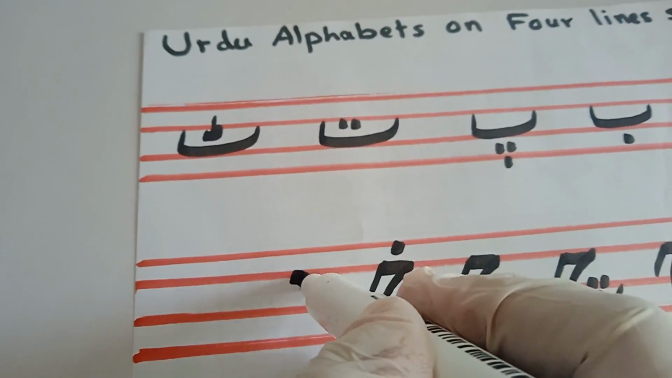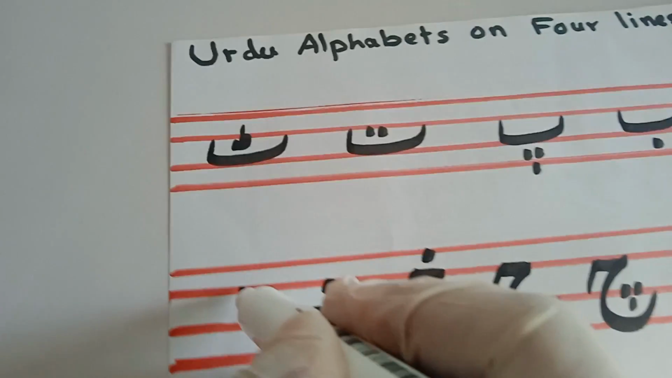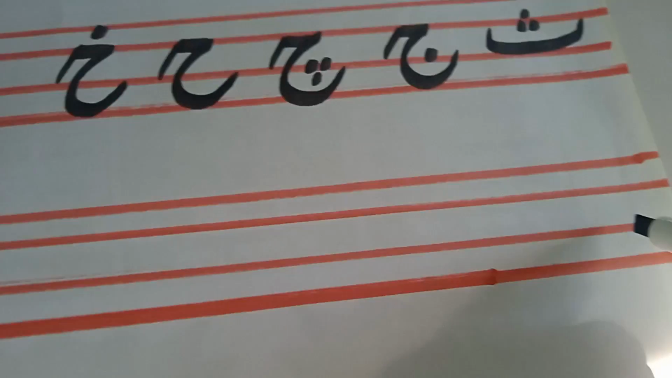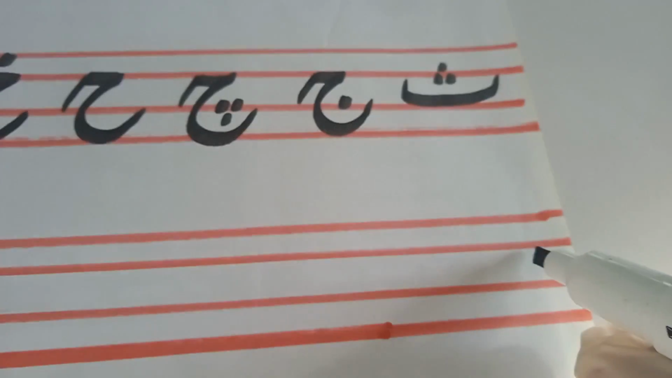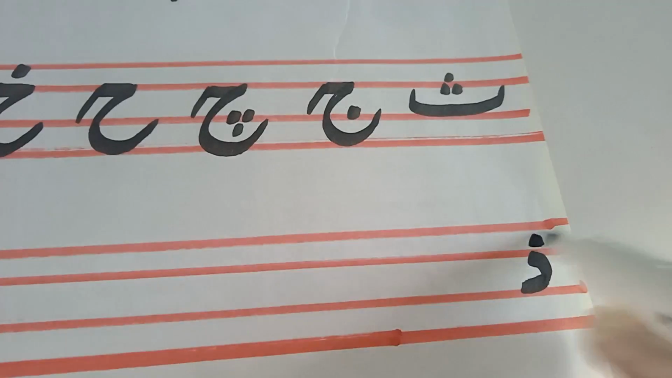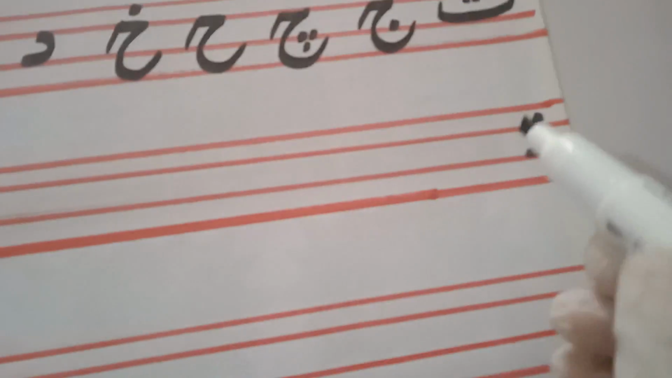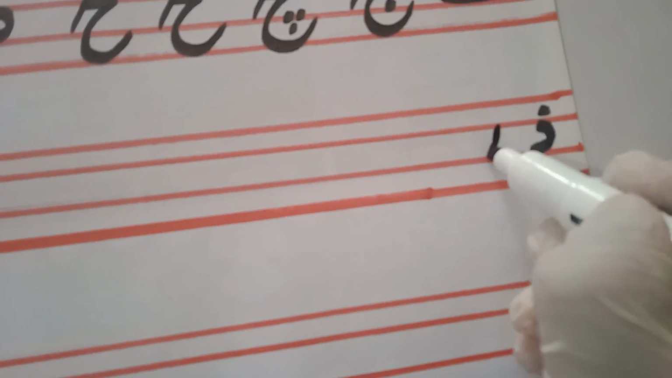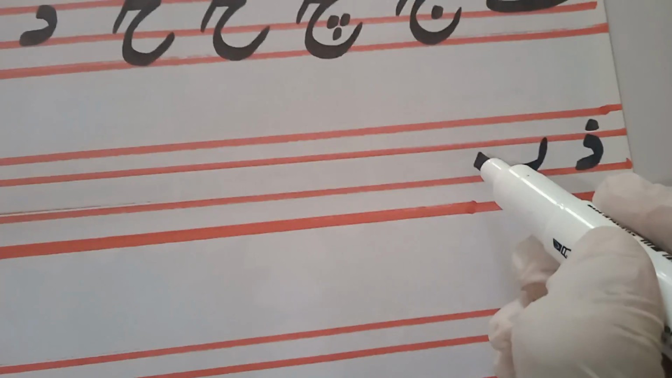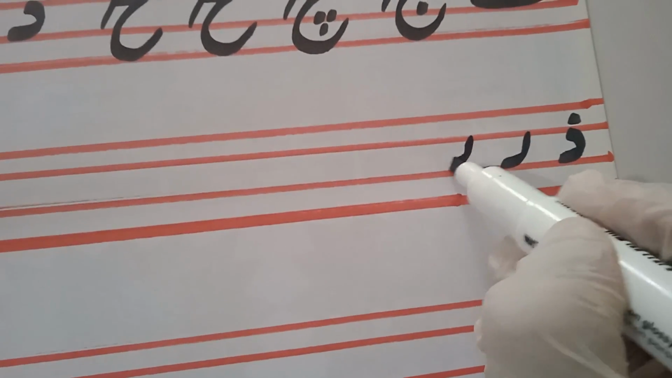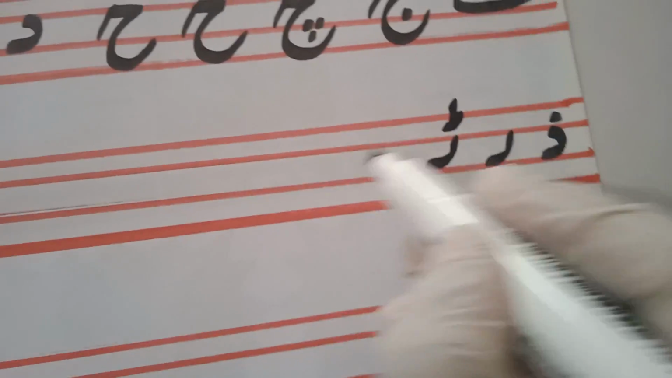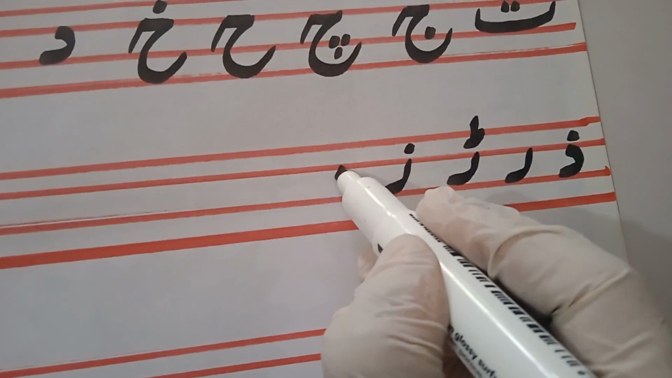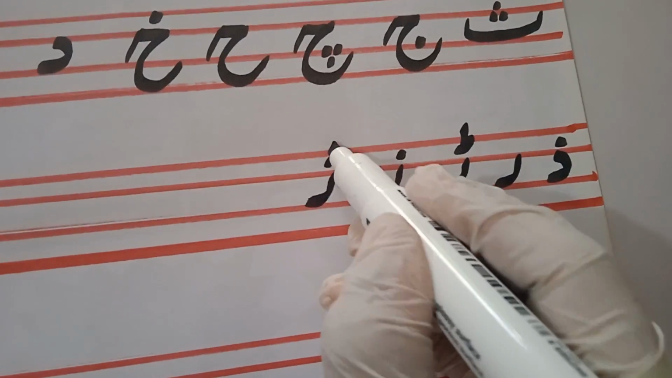Dal in middle 2 lines. Next is Zal in middle 2 lines. Next letter is Re in middle 2 lines. Next alphabet is Ade in middle 2 lines. Ze in middle 2 lines. Se in middle 2 lines.